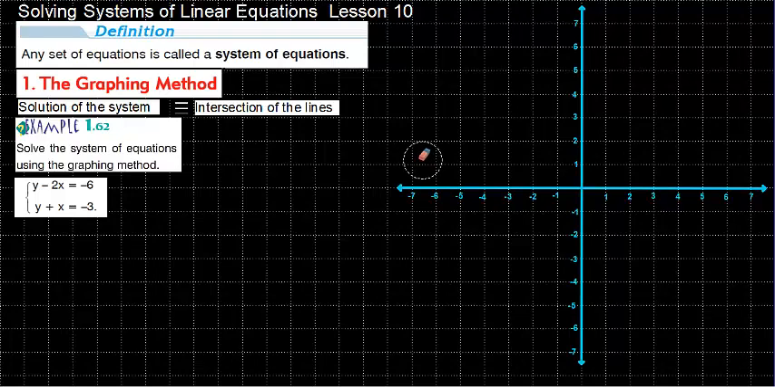In this video, I'm going to explain solving the system of linear equations. Before that, I want to give the definition. What is the definition of a system of equations? Any set of equations is called a system of equations.